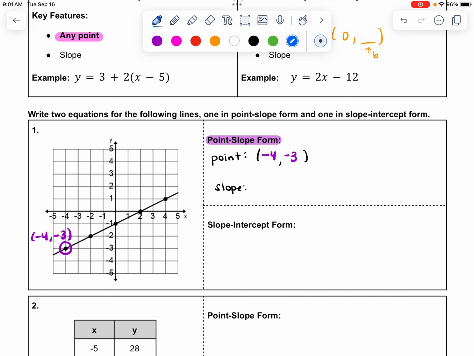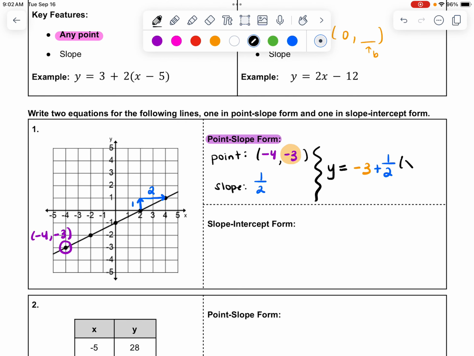Our slope, because this is a graph, we're going to find by doing rise over run. We're rising 1, we're running 2, so our slope is 1/2. If we put those two key features together, the equation of the line looks like this. y equals our y value, which is -3, and then our slope number, which is 1/2, parentheses x, and then our x number. Now remember, the x number needs to be the opposite. So instead of writing -4 in my equation, I'm going to write +4.